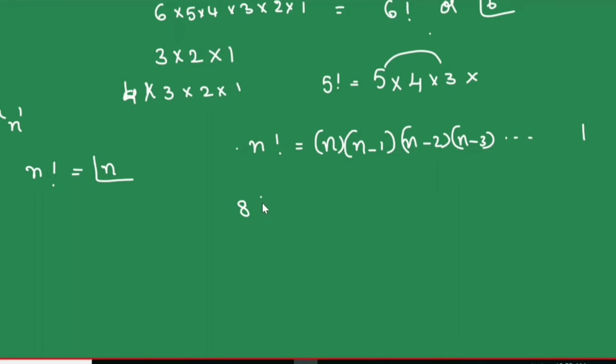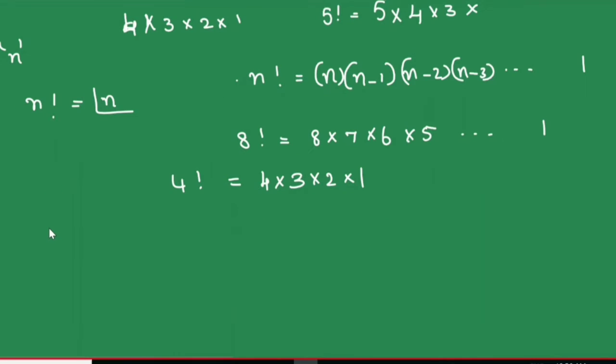So what will be 8 factorial? 8, then 7, 6, 5, up to 1. That is called 8 factorial. What will be 4 factorial? 4 into 3 into 2 into 1. What is 10 factorial? 10 into 9 into 8 up to 1.